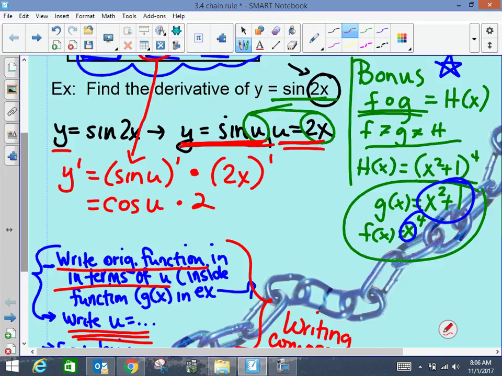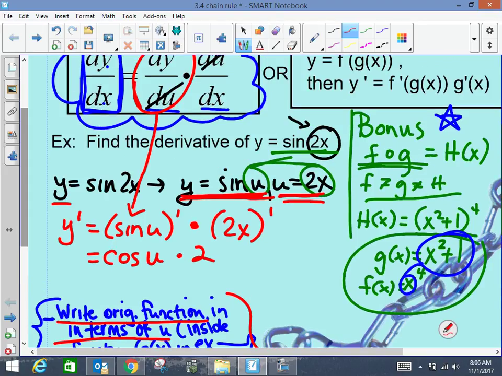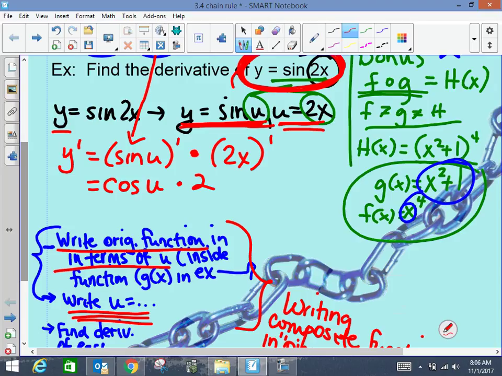Wait, I have a question. Why would you not use the product rule? Because that's not the chain rule. This is not a product. That's why we're not using the product rule to find the derivative. Good question, though. You don't want to get confused about the product rule here because we're using the chain rule. The original thought was this is not a product, so don't use a product rule.